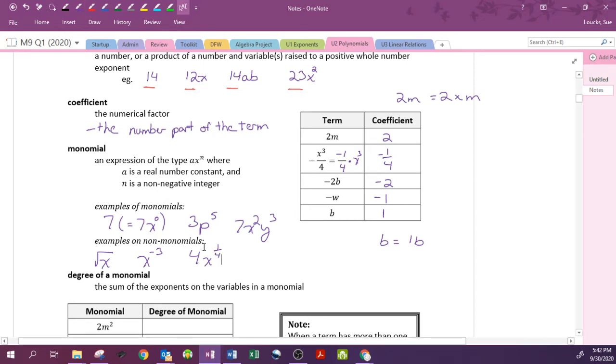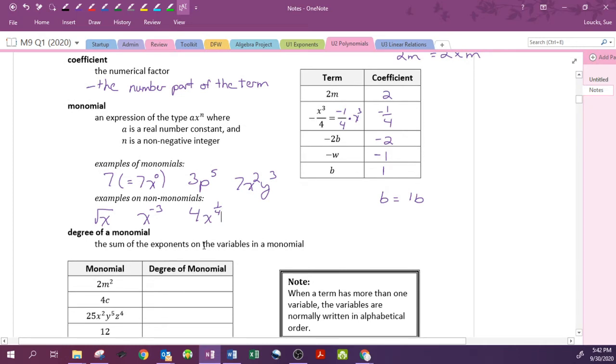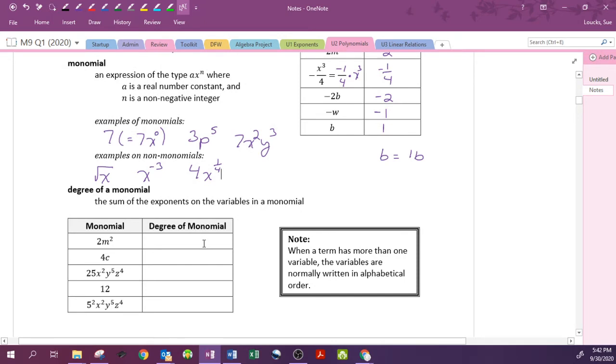So we'll do some practice on the next page identifying monomials, but after that, it doesn't become important, except that all of the things that we're working on now are going to be done with monomials, and they don't work with non-monomials, okay? The degree of a monomial is the sum of the exponents on the variables in that monomial, okay? So examples. The variable in this monomial is m, and the exponent on the variable is 2, so the degree of this monomial is 2.